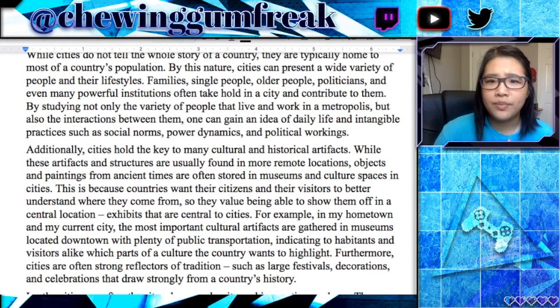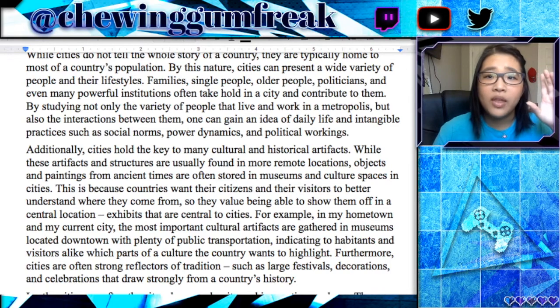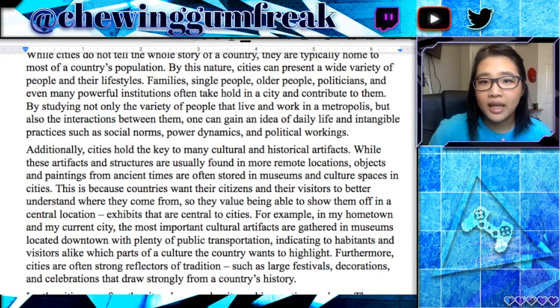I also do something here at the end, which is introduce a totally new idea, and it's relatively related to what I've been talking about in the entire paragraph, but it is completely new and I don't elaborate on it at all. So here when I talk about being strong reflectors of tradition, this is really only proximally related to cultural and historical artifacts. So it seems that the first part of my paragraph is talking about one thing and then this last sentence is talking about another.